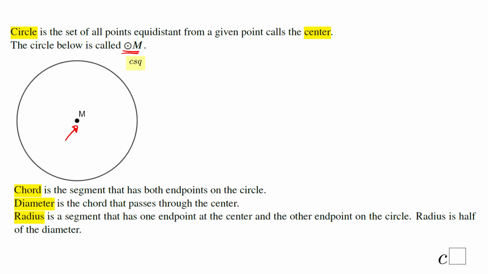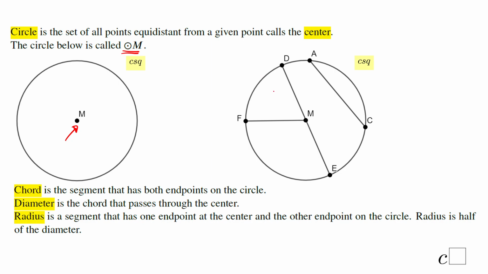A chord is the segment that has both endpoints on the circle. So if we look at this picture, AC will be a chord, this one. Diameter is also a chord that passes through the center, so that will be DE in this case. Radius is a segment that has one endpoint at the center and the other endpoint on the circle. So we have three radii here, MD, ME, and MF.